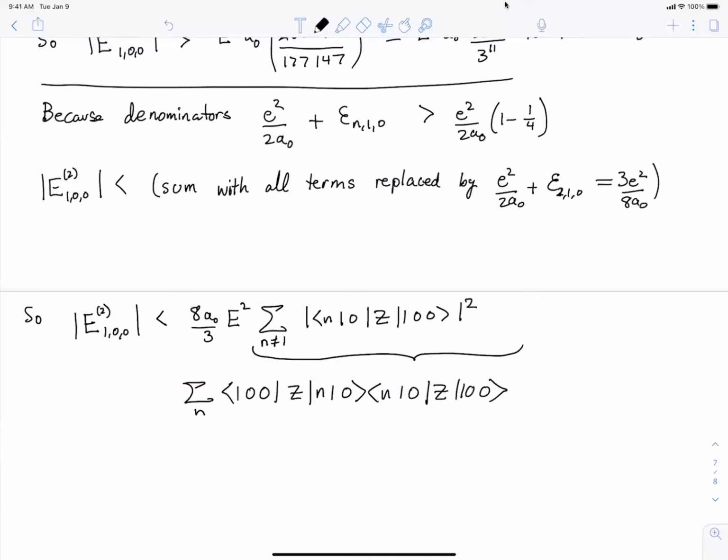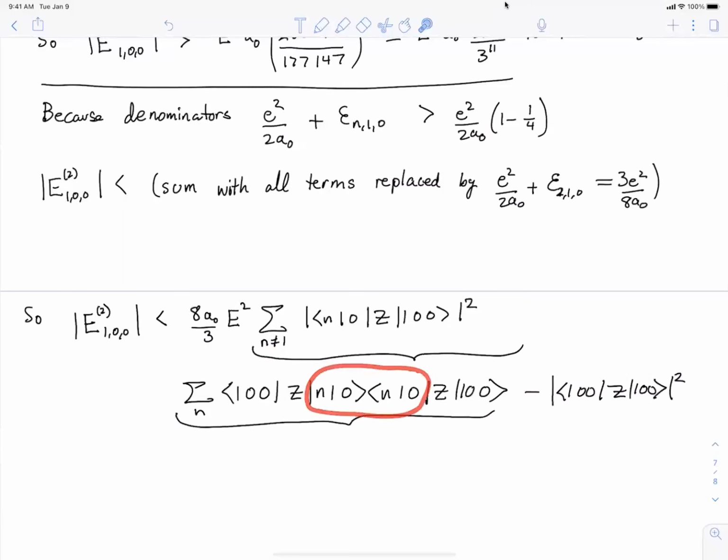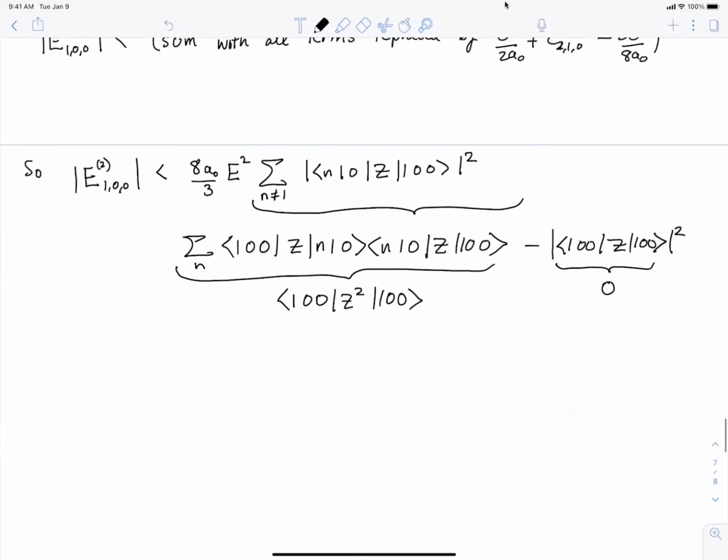So the only problem is now we've included one term that we weren't supposed to include, namely the n equals 1 term, so we better subtract that off. Okay, and now we really can use completeness on this. By using completeness, what we're really noticing is that the sum over all n of this is just the identity operator. And so we can rewrite this as <100|z²|100>. And this, our dipole selection rules told us was 0 anyway. So we wrote it there just to make sure everything was allowed and worked, but it didn't contribute.